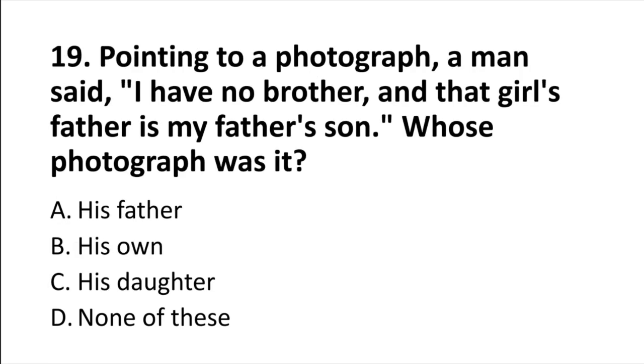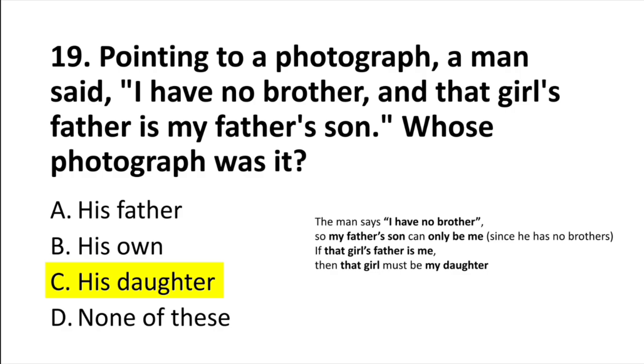MCQ number 19. Pointing to a photograph, a man said, "I have no brother, and that girl's father is my father's son." Whose photograph was it? Option A, his father. Option B, his own. Option C, his daughter. Option D, none of these. Now a man is pointing towards a girl's picture. He said, "I have no brother," right? Since he has no brothers, his father's son could only be himself. So if that girl's father is him, then that girl must be his daughter. So option C is correct.